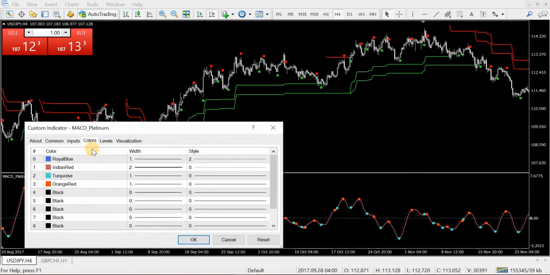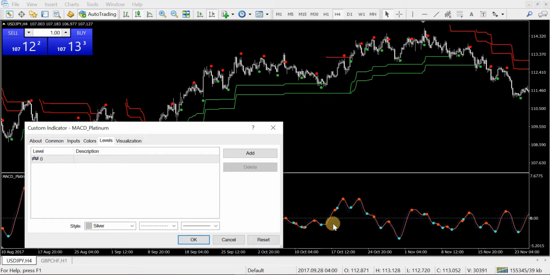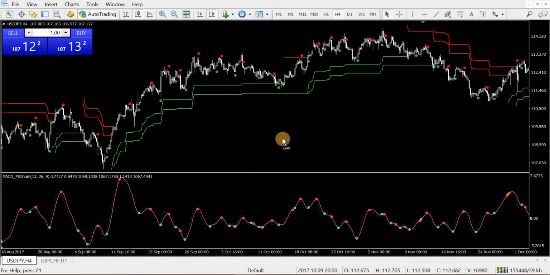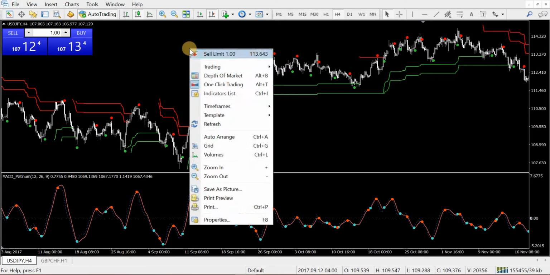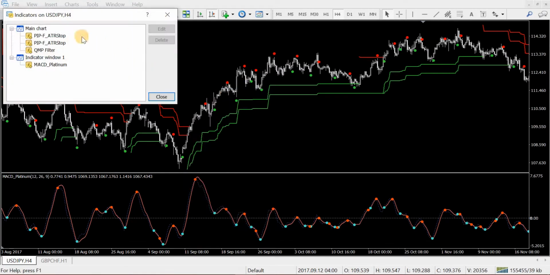And there's all the colours and the levels, just be the 0 level, which is that line there, which is pretty important, which I'll go through in a second. So let's have a look at these ATRs. Like I said, there's two of them, so let's not get confused. We just get the indicators list.